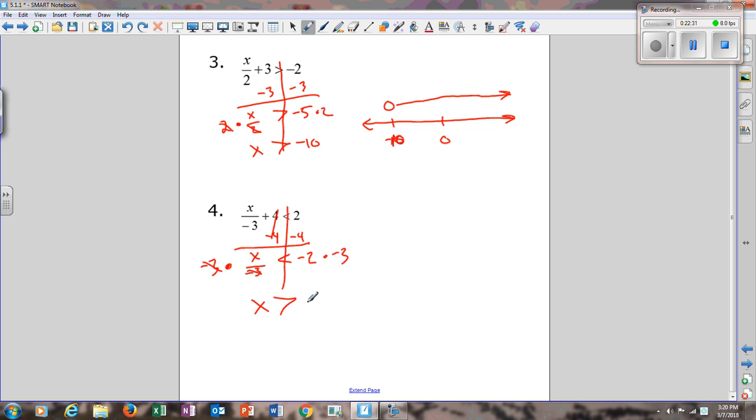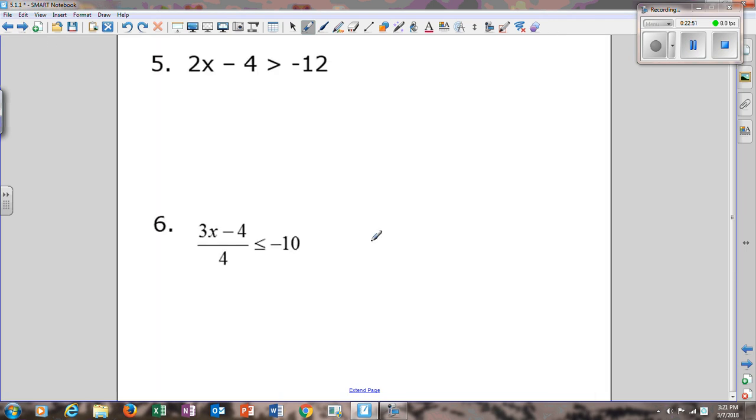Then negative 2 times negative 3 is a positive 6. On your number line, 0, positive 6. It's greater than 6, so it's an open circle and shade to the right, where all the numbers greater than 6 would be. Number 5. 2x minus 4 is greater than negative 12.